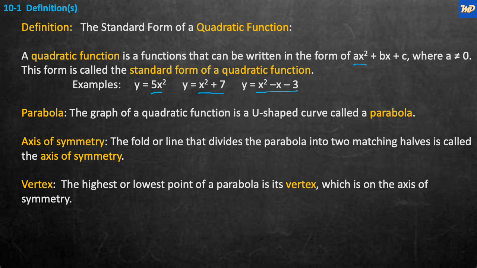Axis of symmetry: the fold or line that divides a parabola into two matching halves is called the axis of symmetry. And vertex: the highest or lowest point of a parabola is its vertex, which is on the axis of symmetry. We've been talking about axis of symmetry.